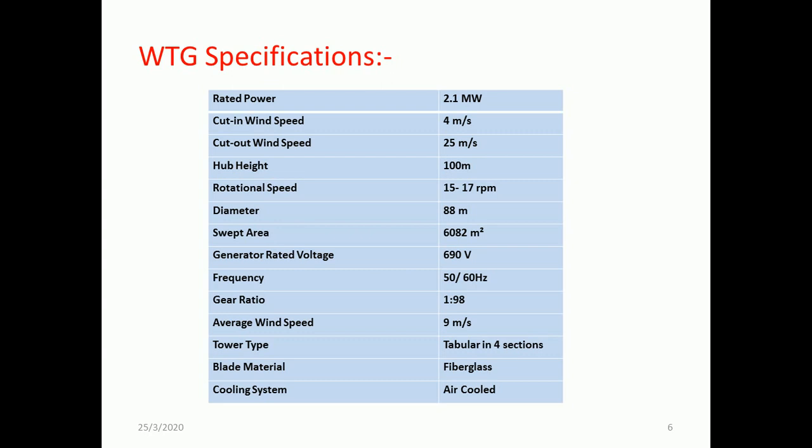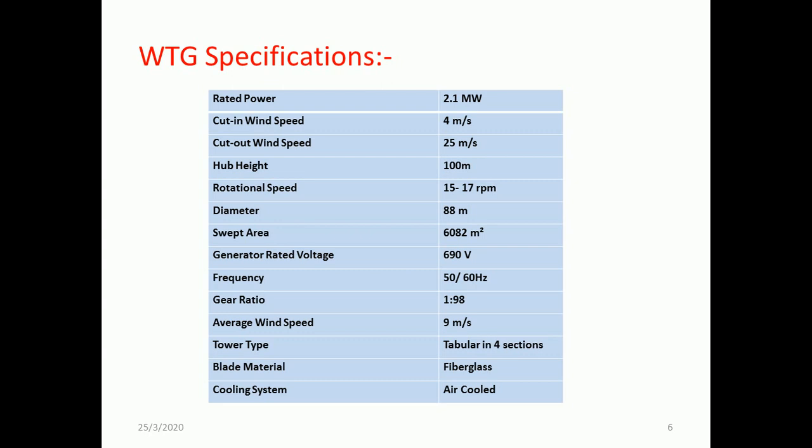As discussed earlier, the rated power is 2.1 megawatt. It is operated at a cut-in speed of 4 meter per second and a cutout speed of 25 meter per second. The hub height is 100 meters. The rotational speed is in the range of 15 to 17 rpm. The diameter is 88 meters. Swept area, that is the area covered, you can also find it by pi r square, that is the area of the circle. It comes to almost 6082 square meters.